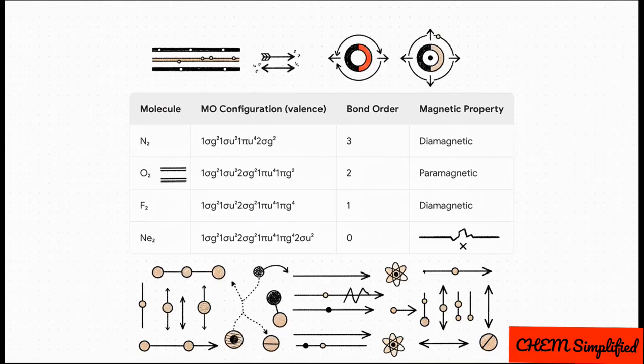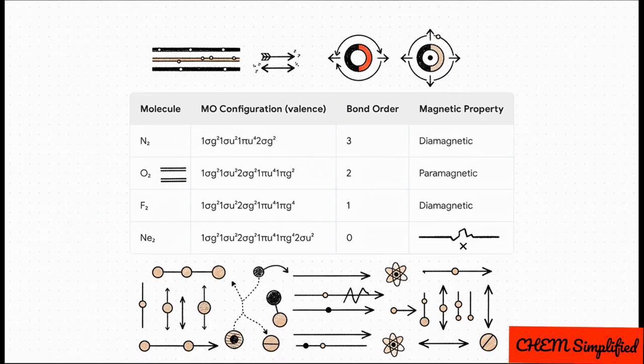For N2, you pop in its 10 valence electrons, run the calculation, and you get a bond order of 3, a triple bond. All electrons are paired, so it's diamagnetic. Perfect. Now for O2, with 12 valence electrons, the last two have to go into separate antibonding pi orbitals. Hund's rule, remember? This gives a bond order of 2, a double bond, but with 2 unpaired electrons.